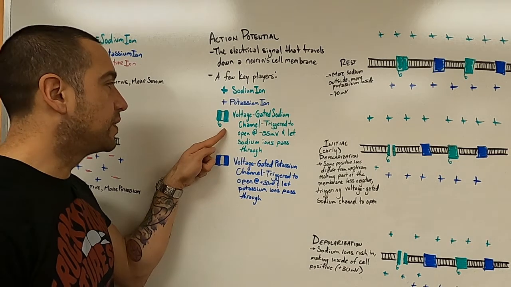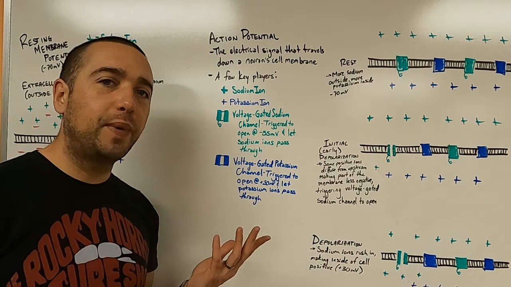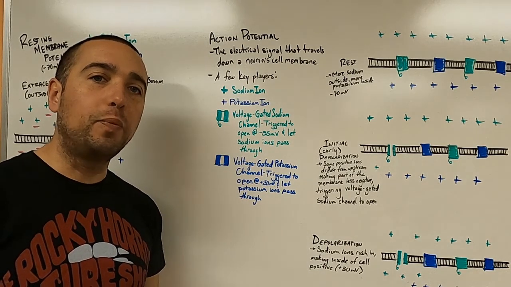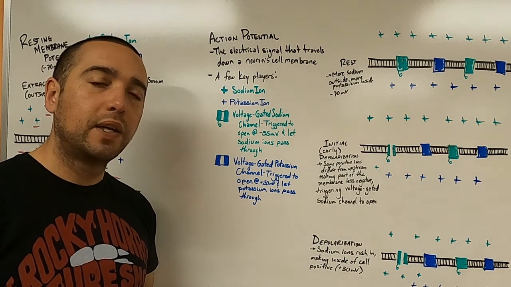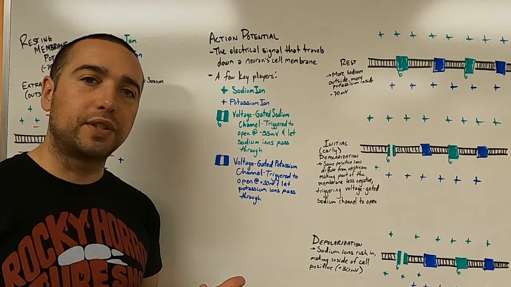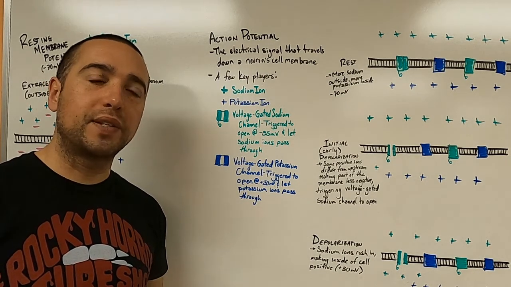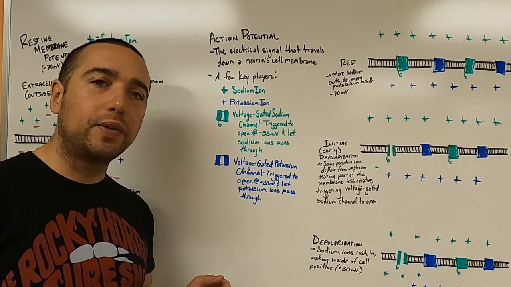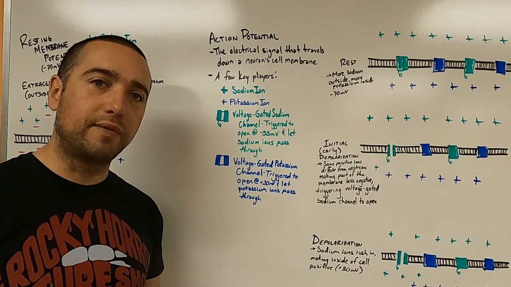What you'll see is a voltage-gated sodium channel. Voltage-gated means that it opens and closes in response to different voltages. It opens if the voltage goes from -70 millivolts, which is resting, to around -50 or -45. And when it hits that voltage, it will open up, and because it's a sodium channel, it will let sodium ions pass through. There are also voltage-gated potassium channels, and those are open at positive 30 millivolts.